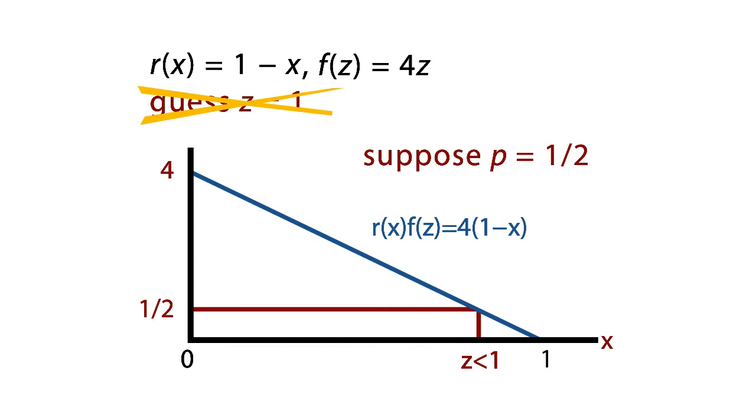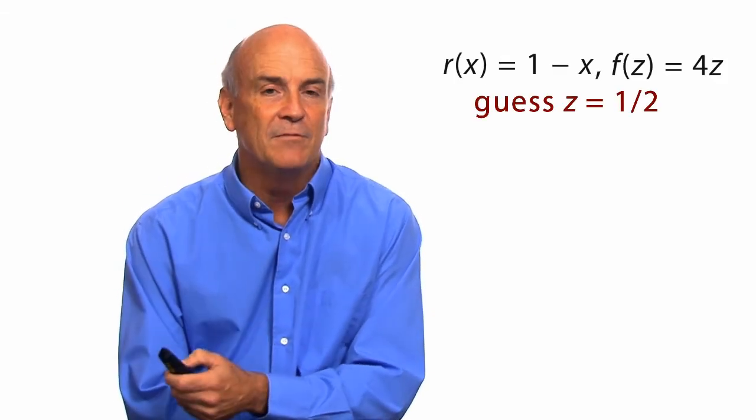In fact, as you can quickly see from that graph, no matter what the price is, if it's anything bigger than 0, there's no way that everybody's going to use the product. That can't be an equilibrium. Now we could try other guesses and see if we can do better. Suppose instead we guess Z equal to half.